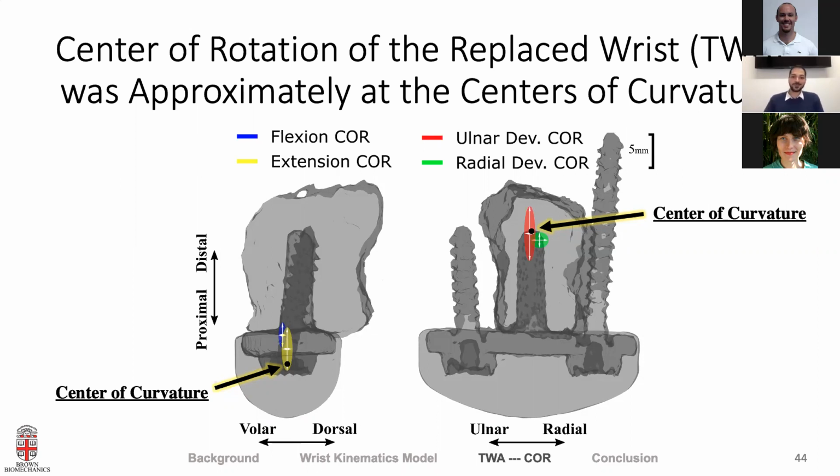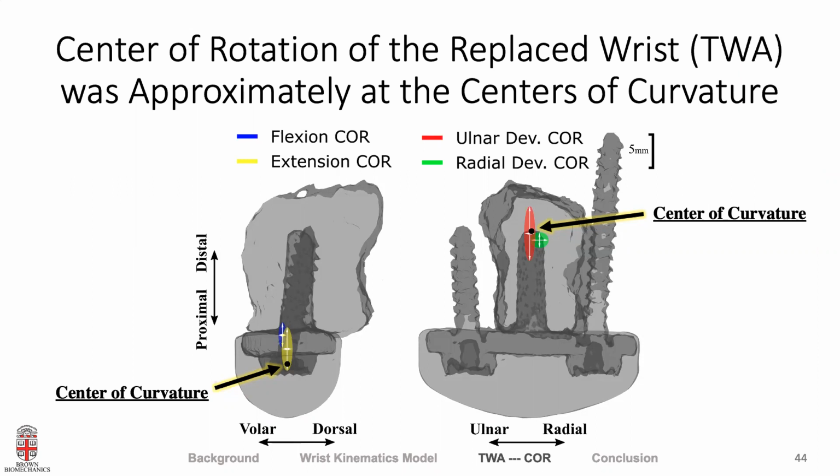That's fine. Thank you. So similar to the healthy wrist, I'm showing the replaced wrist results. The important part here is our hypothesis was that the center of rotation is about the same place as the center of curvatures, which we verified in this experiment.